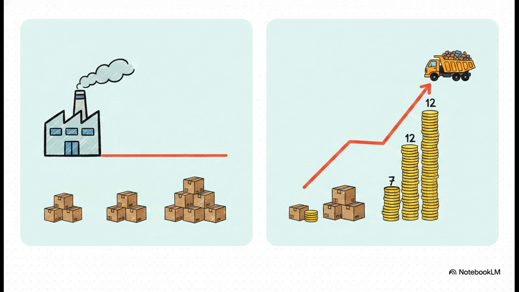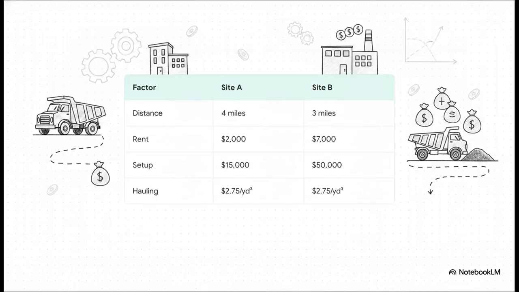Variable costs, however, literally vary with your output. Paying hourly labor, hauling materials, buying raw supplies, these are all going to scale up or down depending on exactly how much you produce. To see this in action, check out this asphalt mixing plant example.